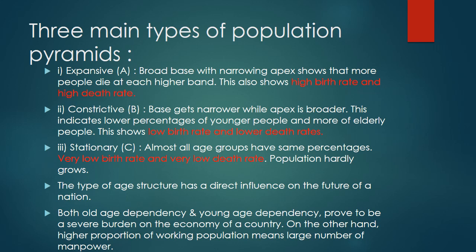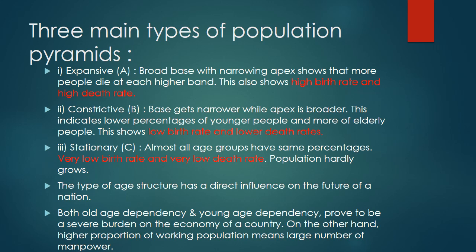Now, pyramids are mainly classified into three types. First is expansive, second is constructive, and third is stationary. All of these have different designs. We'll study one by one how they are classified. The very first is expansive. A broad base and narrow apex shows that more people die at each higher band. This shows high birth rate and high death rate.